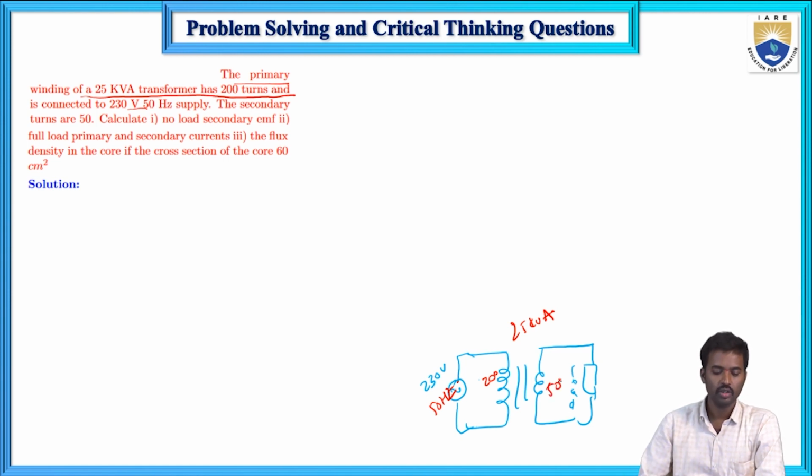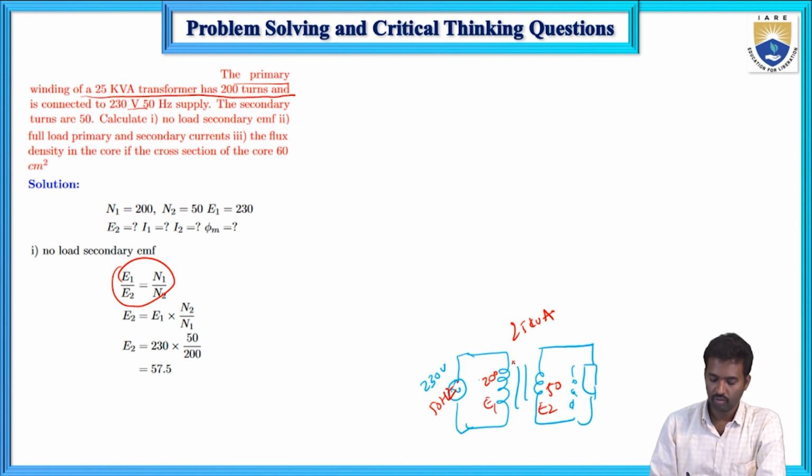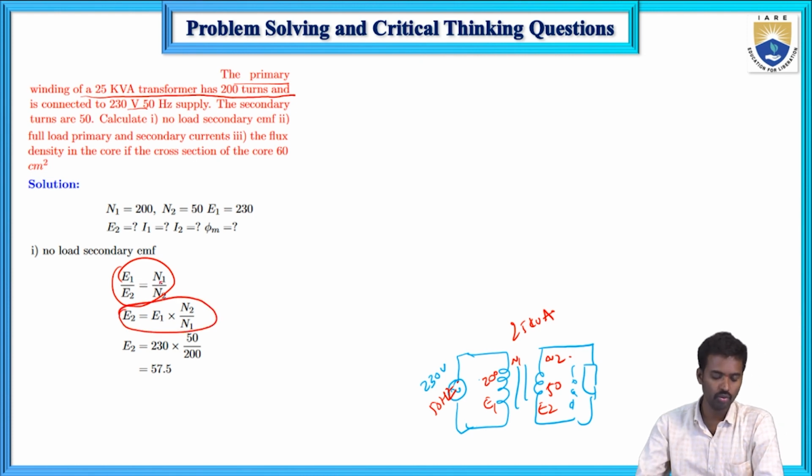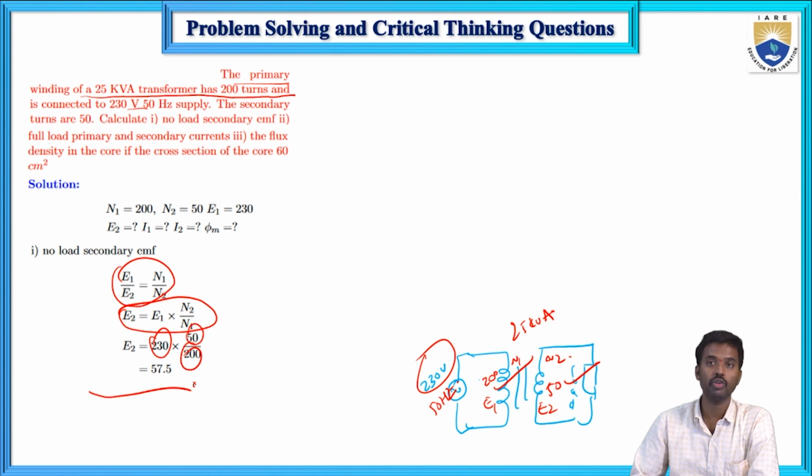So now here, no load secondary induced EMF. E1 by E2 equals N1 by N2. This is E1, this is E2, N1 and N2. So from this you can calculate E2. E2 equals E1 which is 230, N2 is 50 and N1 is 200. That value is 57.5.